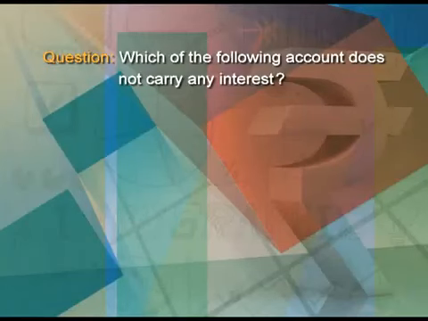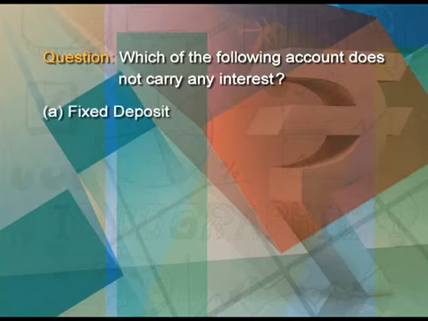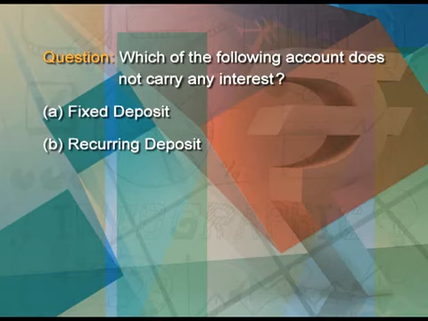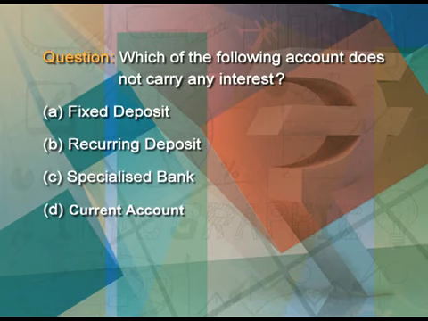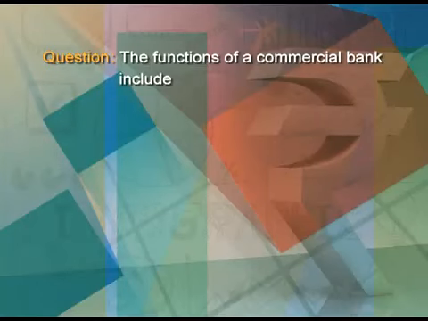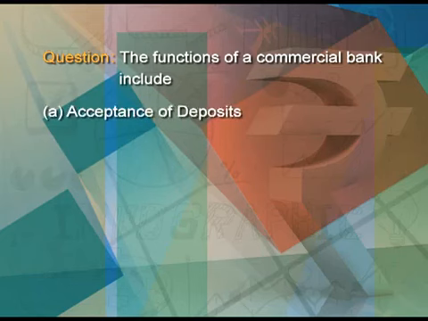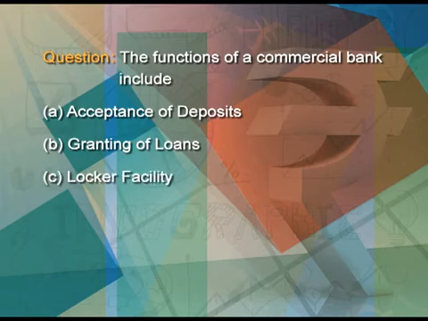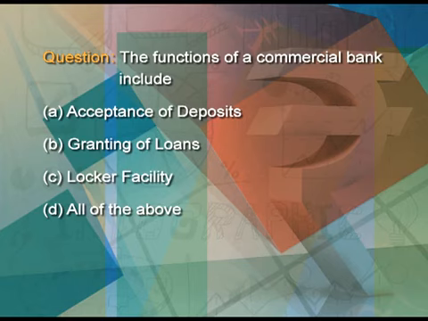Now students, let us test our knowledge of what we have discussed in the chapter. First question, which of the following accounts does not carry any interest? A. Fixed deposit, B. Recurring deposit, C. Specialized bank, or D. Current account? The answer is current account. Second question, the functions of commercial banks include A. acceptance of deposits, B. granting of loans, C. locker facilities, or D. all of the above? The answer is again D, all of the above.